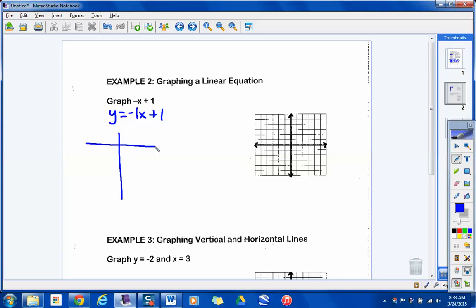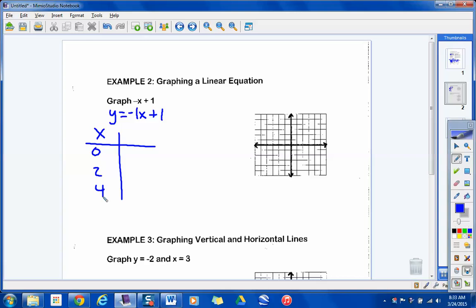We said in order to graph this linear equation right here, we're going to form an input-output table, right? I said we're going to choose our inputs the other day. What do you always want your inputs to be unless I give you something different? What values do we choose if they don't give them to you? 0, 2, and what? 4.